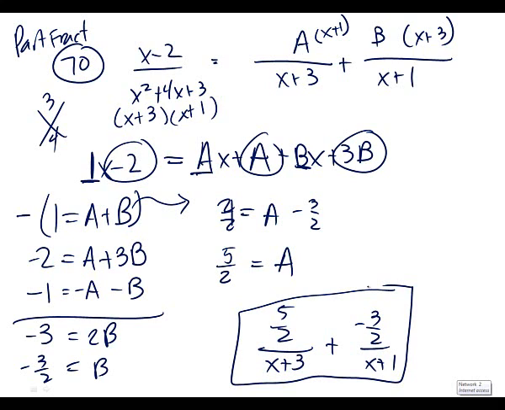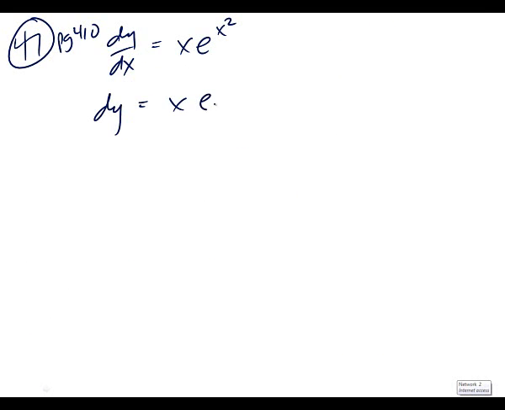What have we not done yet? Did it say 47 on the first page? I don't know. On page 410. Okay, so let's go back to 410 and look at 47. So we've got dy over dx equals x e to the x squared. We've got to integrate it. Separate the variables and integrate.